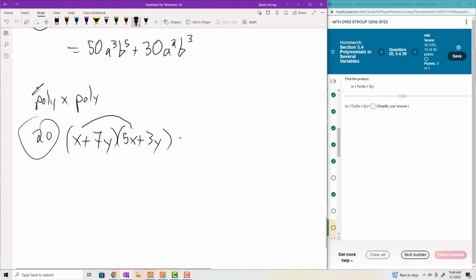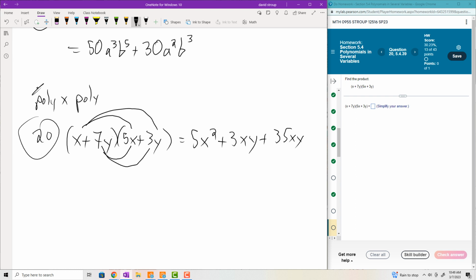So x times 5x is going to be 5x squared. X times 3y is going to be 3xy. 7y times 5x is going to be 35xy. And then 7y times 3y will be 21y squared. Combining like terms, 5x squared plus 38xy plus 21y squared.